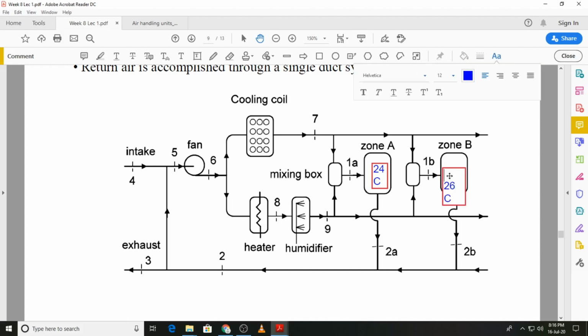Okay, I think we can leave it like this. And again, we will be supplying air to zone A at a lower temperature and to zone B at a higher temperature. If this is 17 degrees C, we will supply air to zone B at a higher temperature, 21 degrees C.